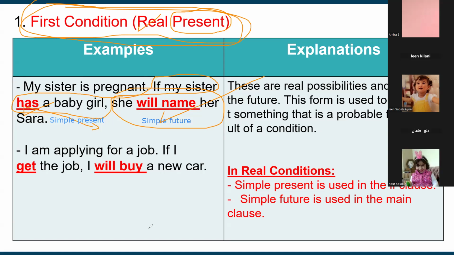Yes, teacher. Please, can you read the second example? I am applying for a job. If I get the job, I will... Stop. Before you read the conditional sentence, let's find out what condition this is. I am applying for a job. Is this happening now? Noor, is this happening now? Yes. Is it happening now in the present? Yes. Is it real? Yes. Okay, so which condition shall I use?